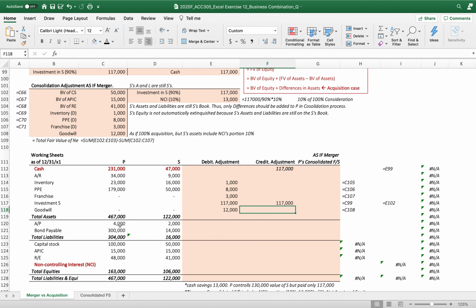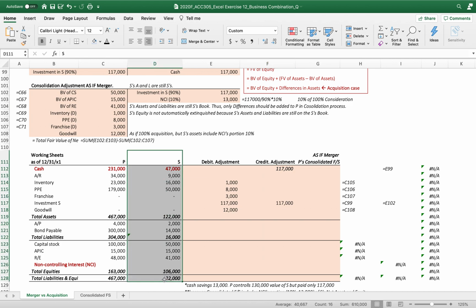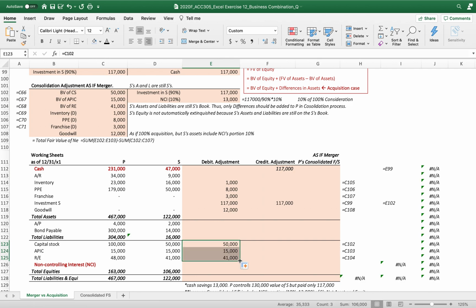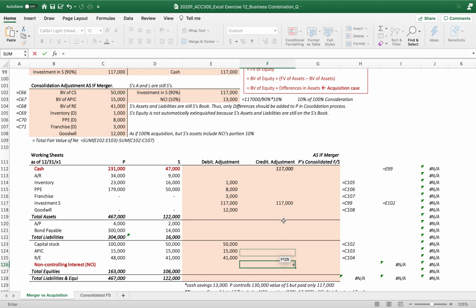No, we just want to add this P company. The reason why we present S company here is that the S company is still existing, okay? And then we don't have any adjustment on the liability. And then finally, we want to remove this book value of S company manually. Then finally, non-controlling interest, $13,000.